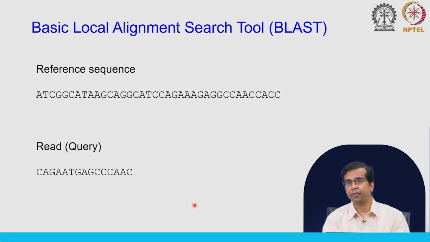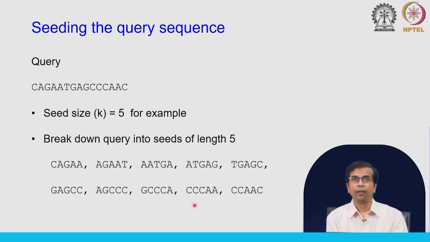Again we come back to the same example, we have the reference and the query. Here the query is the read sequence. The first step is to break down this query into seeds. We can choose different seed lengths, which we denote by k. We can take k equals 5, for example, in this example here, but you can choose different values. So, we are breaking down this query into seeds of length 5.